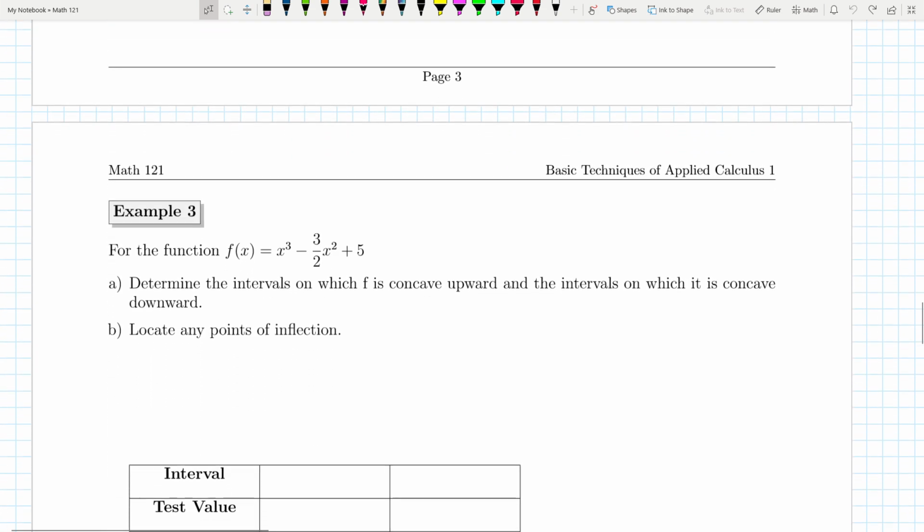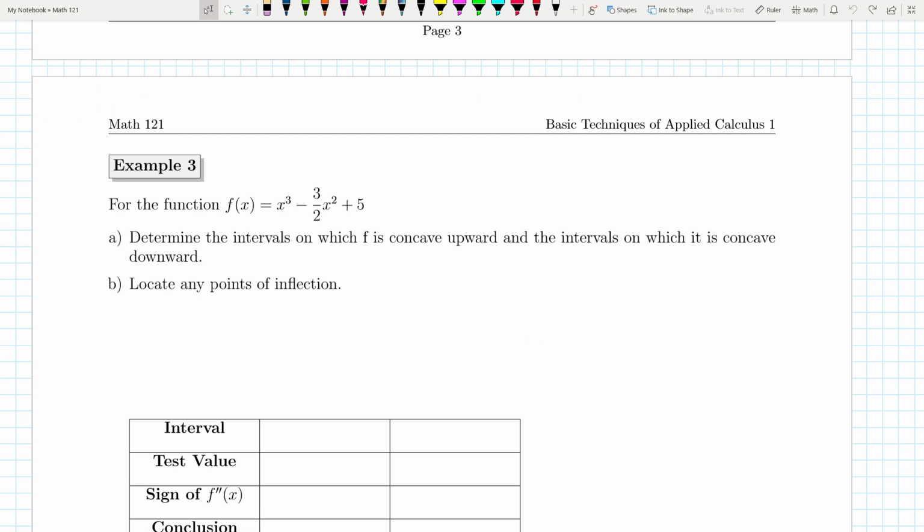So let's do one example. Let's determine the intervals on which f is concave up and the intervals on which it is concave down. Locate any points of inflection. Okay, so we need to find not the critical values, but the hypercritical values. And to do this, we are going to find not only the first derivative, but also the second derivative.